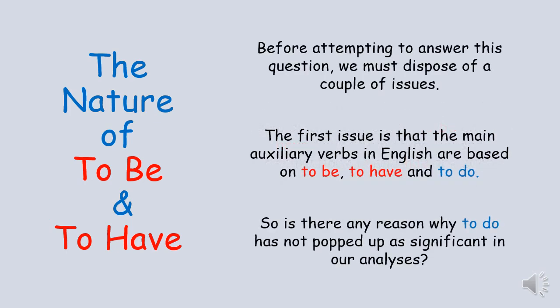Before attempting to answer this question, we must dispose first of a couple of issues. The first issue is that the main auxiliary verbs in English are based on to be, to have, and also to do. So is there any reason why to do has not popped up as significant in our analyses?